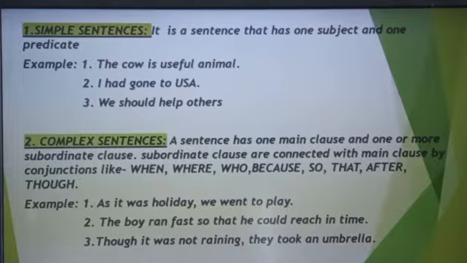The second type of sentence is a complex sentence. It has one main clause and one or more subordinate clauses. Subordinate clauses are connected with the main clause by conjunctions like when, where, who, because, so that, after, and though. Example: as it was a holiday, we went to play. The boy ran fast so that he could reach in time. Though it was not raining, they took an umbrella.